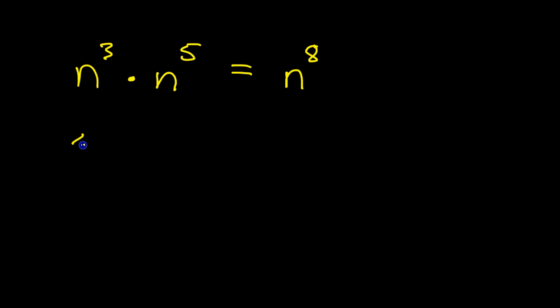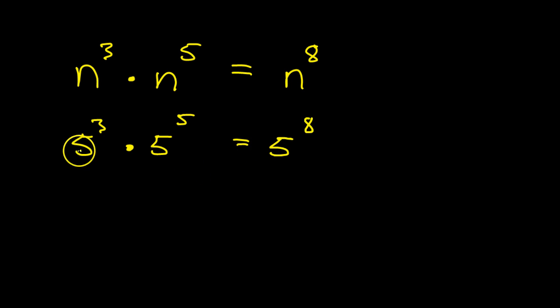Now, what if I had 5 to the third power times 5 to the fifth power? Okay, the big mistake is some kids want to go 25 to the something. No. Okay, this is not going to change to a 25. It's going to stay a 5, just like n stayed an n. This is going to be 5 to the 8th power.